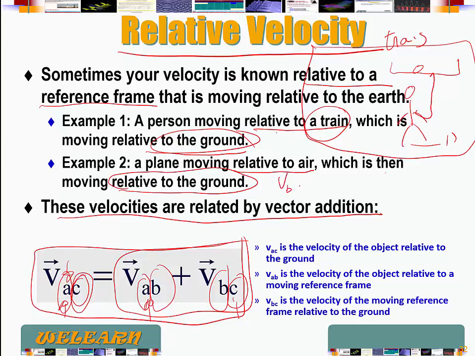How would we write that in terms of this? Velocity of bug relative to the ground would be velocity of bug relative to the tray, but the tray is really the same velocity as the person, so we say velocity of the bug relative to the person, plus velocity of the person relative to the train, plus velocity of the train relative to the ground. All of these as vectors. That's the velocity addition formula.